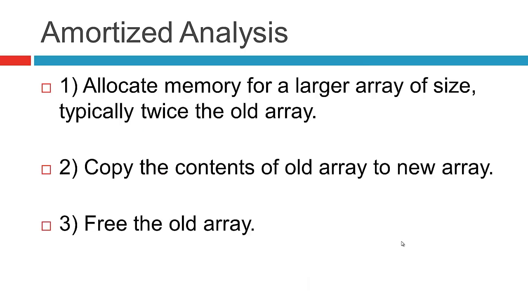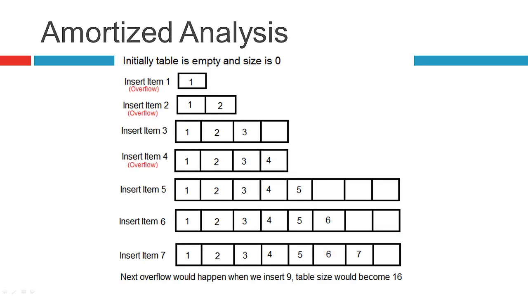So again, what we're going to do is allocate memory for a larger array of size, typically twice the old array, copy the contents of the old array to the new array, and then free the old array. Let's go ahead and see a diagram of this process. Here we have a dynamic array. Initially, we'll call it the table, it's just empty and the size is 0.